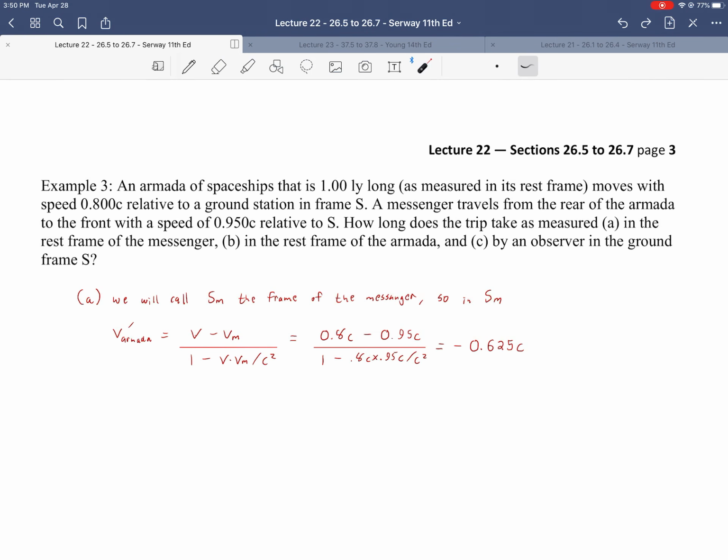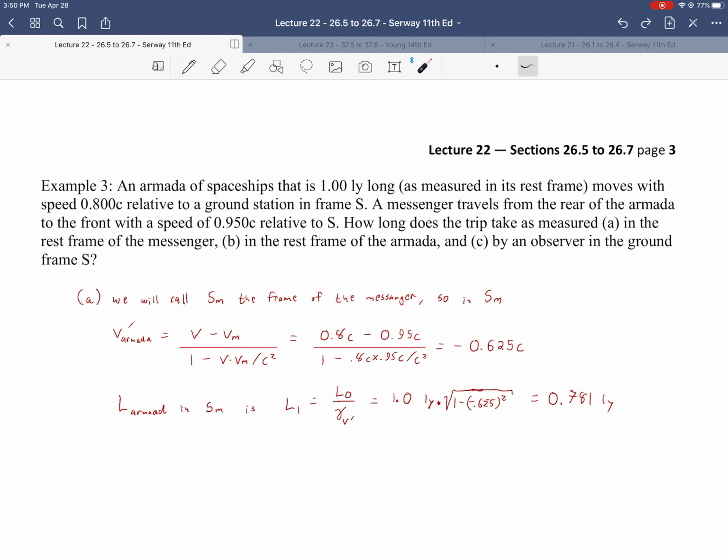Notice that's kind of interesting, because that tells us that it's drifting backwards at a greater rate than you might think. The messenger is only moving 0.15, only 15% faster relative to the speed of light. But yet the Armada is drifting backwards at 62.5% the speed of light. So relative velocity equations don't always give us something slower than we expect.